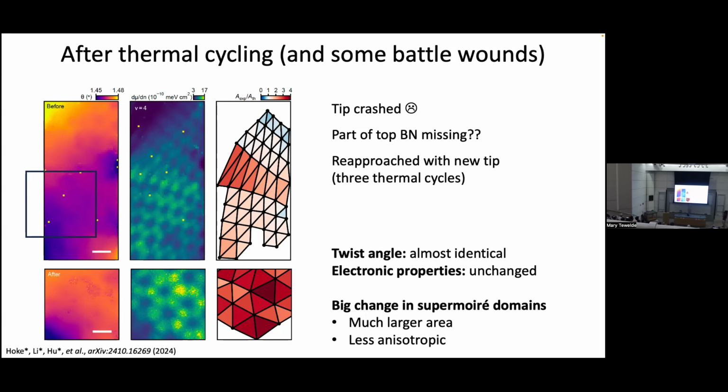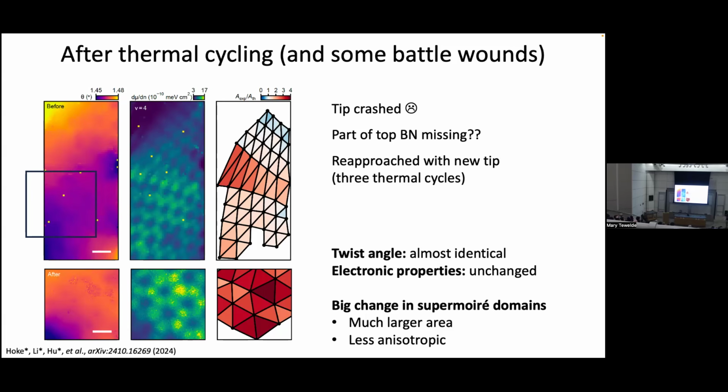So there are a couple of interesting things I want to highlight here. Number one, locally, the properties didn't change. Also, if you measure electronic properties, they look virtually identical. So the moiré periodicity hasn't changed as a result of this. That length scale is the same as it always was. But the super moiré periodicity now is different. And so what this means is that there's a decoupling between the 2 different length scales.